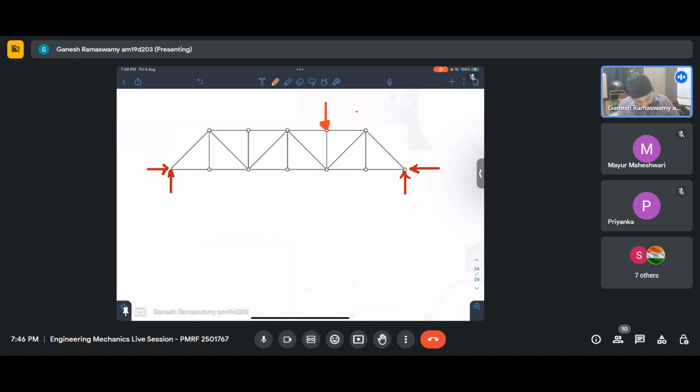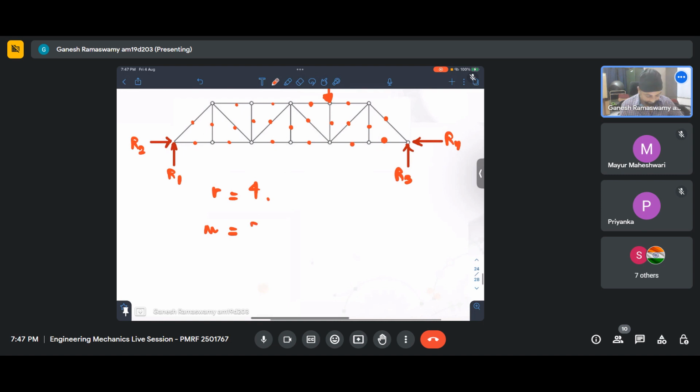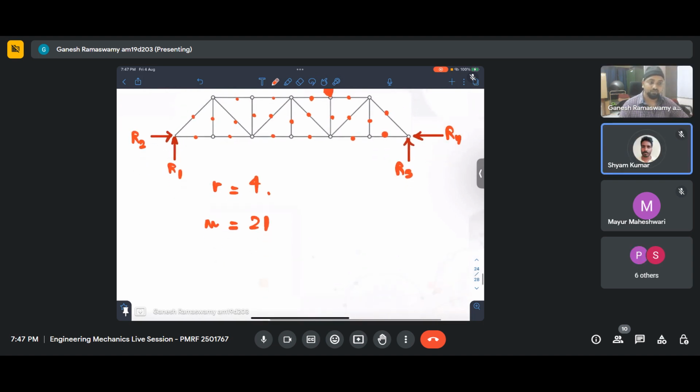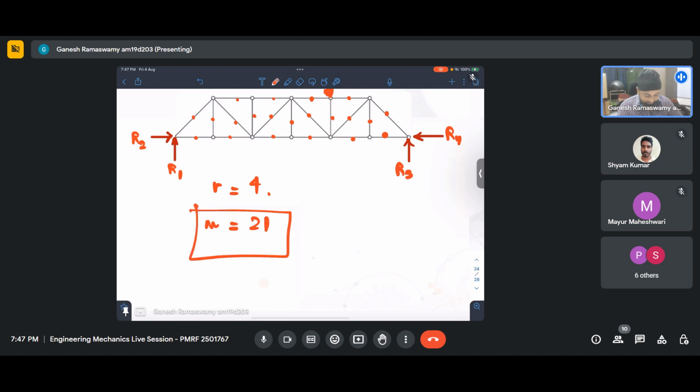So this is reaction 1, 2, 3, or 4. So R, the total number of unknown reaction forces, is 4 in this case. Then we count the number of members, which is essentially 1, 2, 3, 4, 5, 6, 7, ... 21 in this case. I hope I'm correct. So it is 21.